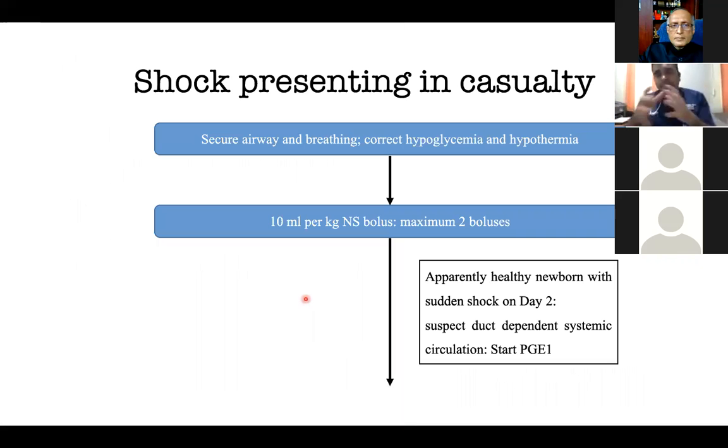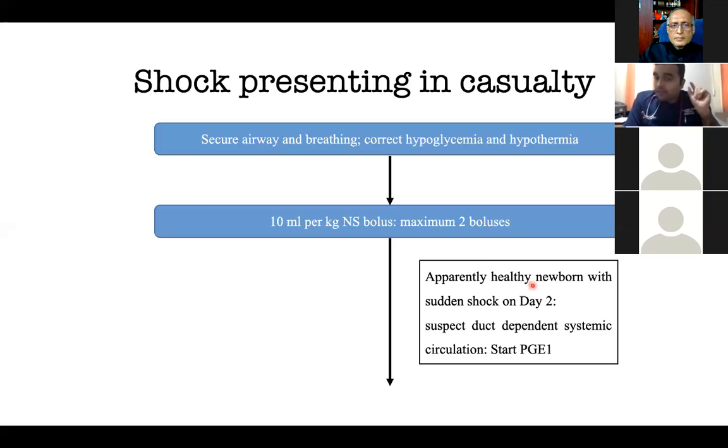So I will just summarize with an approach to a shock presenting in your ED or casualty for that matter. First, you have to secure airway and breathing. Correct hypothermia and hypoglycemia, which you should do in any neonate presenting to casualty. After that, if you feel there is compromised perfusion, hypovolemia, some history which can suggest hypovolemia, or if you're suspecting sepsis-induced vasodilatation, for optimizing preload you can give boluses. Again, 10 ml per kg, a maximum of 2 would be a desirable goal.